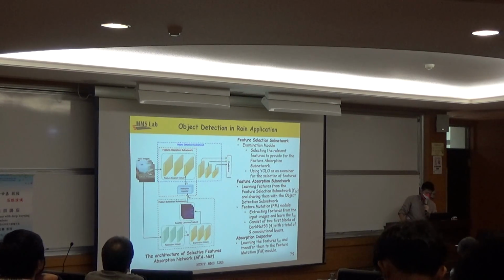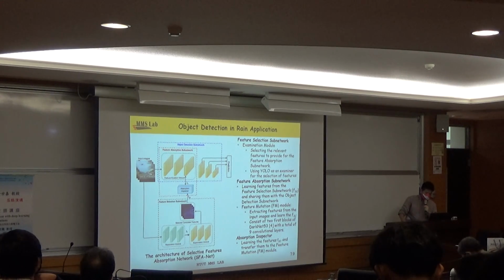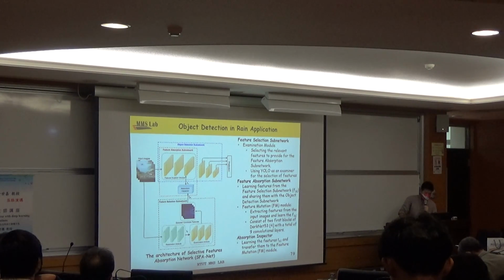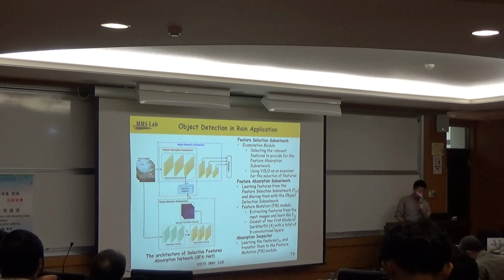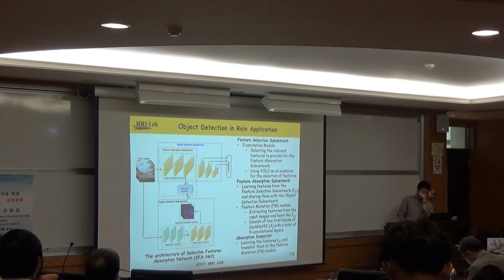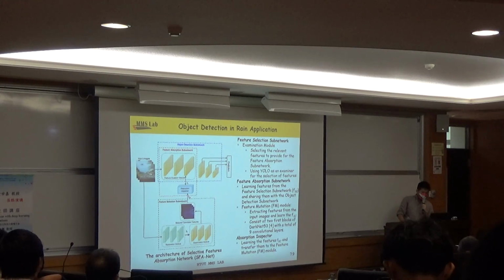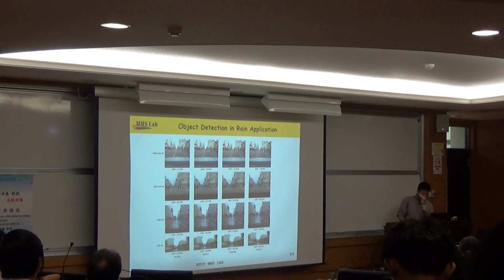And the second part is the feature absorption subnetwork, where we learn the features from the feature selection subnetwork and share them with the object detection subnetwork. And also we have a feature mutation module. If we think this feature is beneficial for us in the future, we will select it and put it in our module.